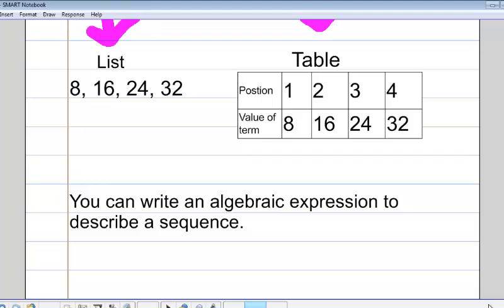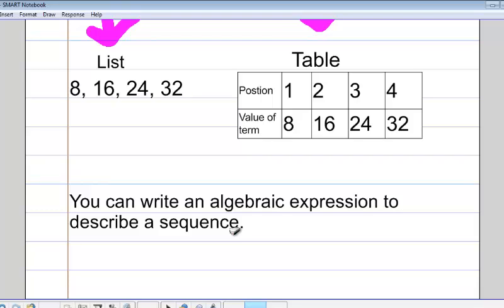A sequence can also be shown in a table. The table gives both the position of each term in the list and the value of the term. So if you look on the left here, we have our list of 8, 16, 24, and 32. And at the right, we have a table where it tells you the position of the number within the sequence and what the value of each term is.